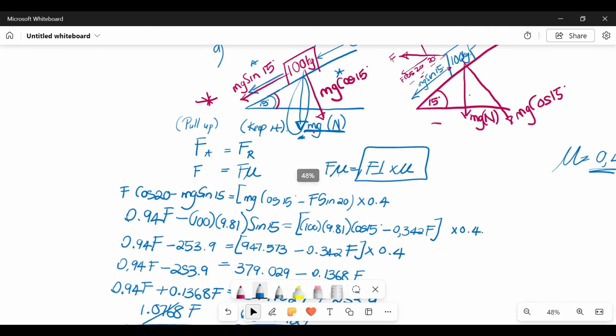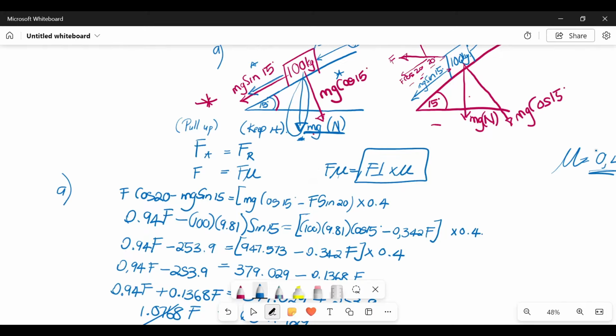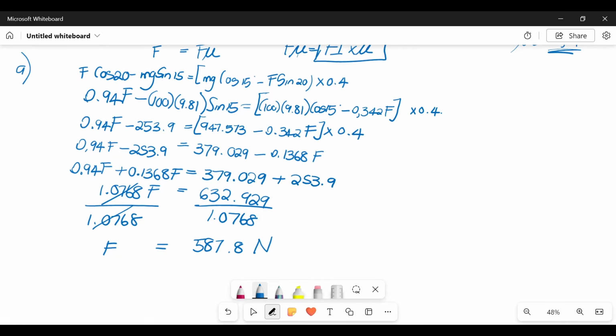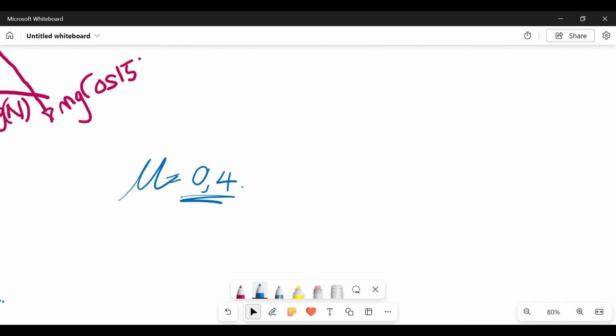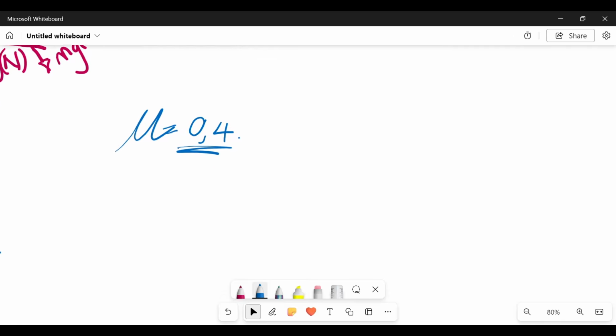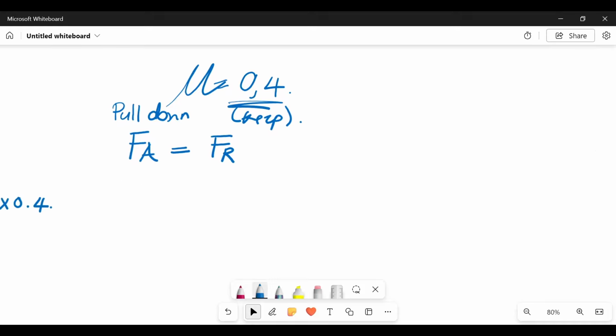Okay, so now let's try the second portion. So all of this is part A. Now let's try part B, where we are calculating the force that will be required to pull the body down. Remember the way we go about our equation: the forces applied on the body, we equate them to the forces that are resisting the movement. This is trying to pull down, and this is trying to keep it.